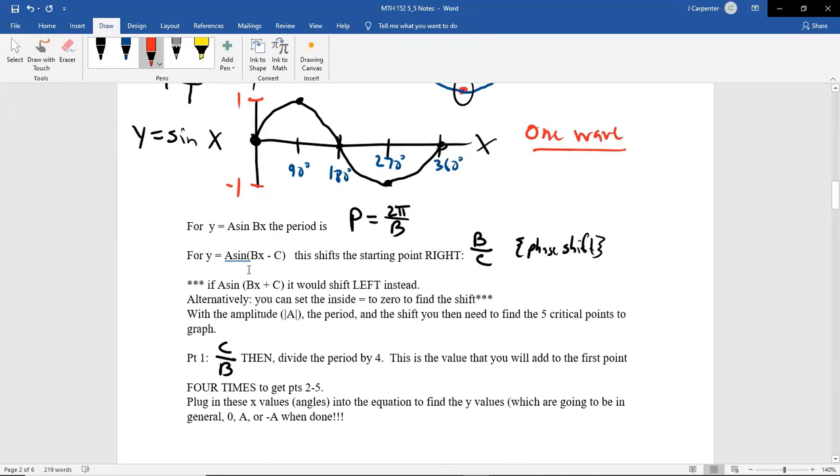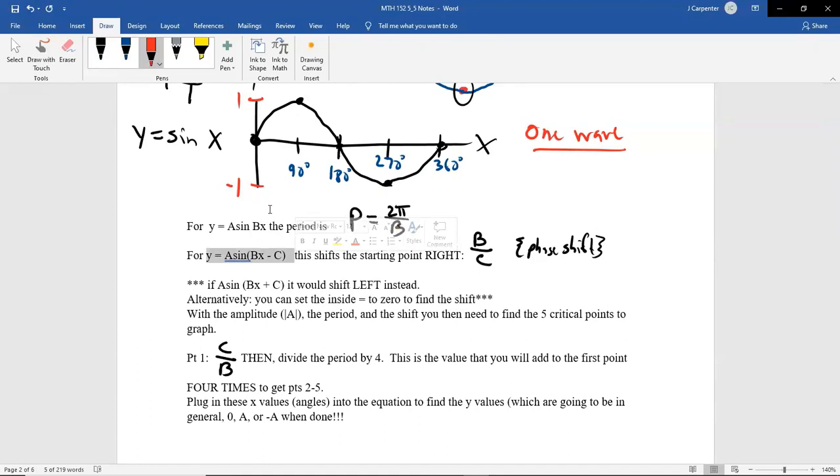So when you get your original thing, they ask you to graph. Write down what the A, B, and C are, because those numbers are all important. A, when you take its absolute value, is the amplitude. It gives you the heights of the peaks and valleys. B will give you the number to divide by for the period.